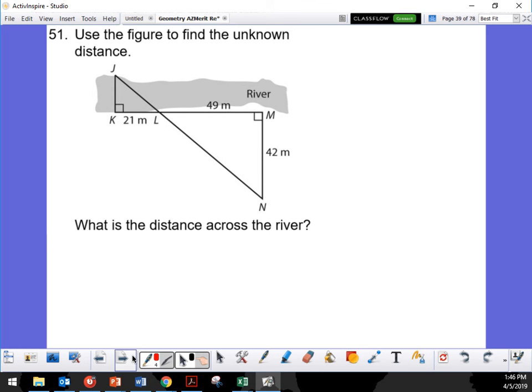Alexis. All right. Use a figure to find the unknown distance. I'm telling you guys right now, I want you guys to do this problem. I want you to try this problem. I want you to at least give it an E for effort. Wait, is J converted to L or N?